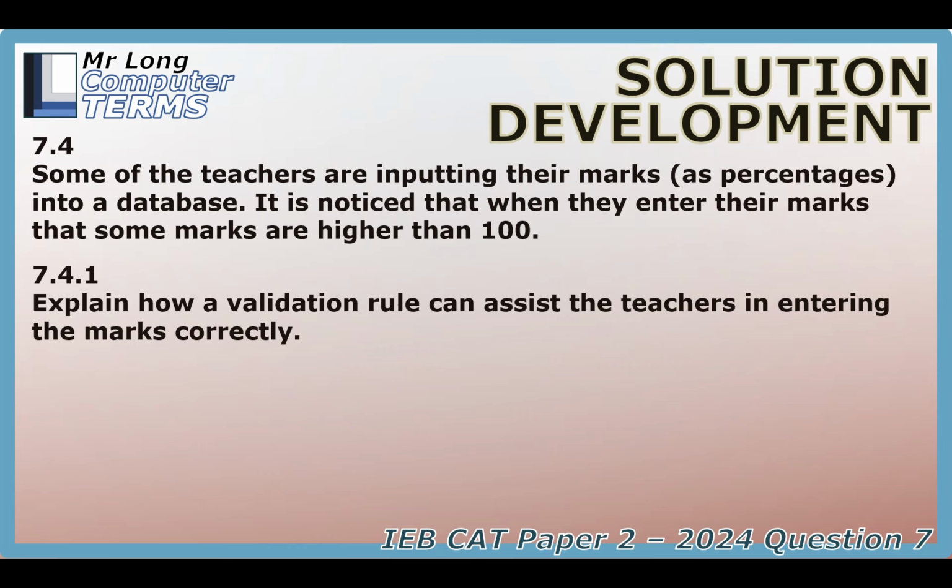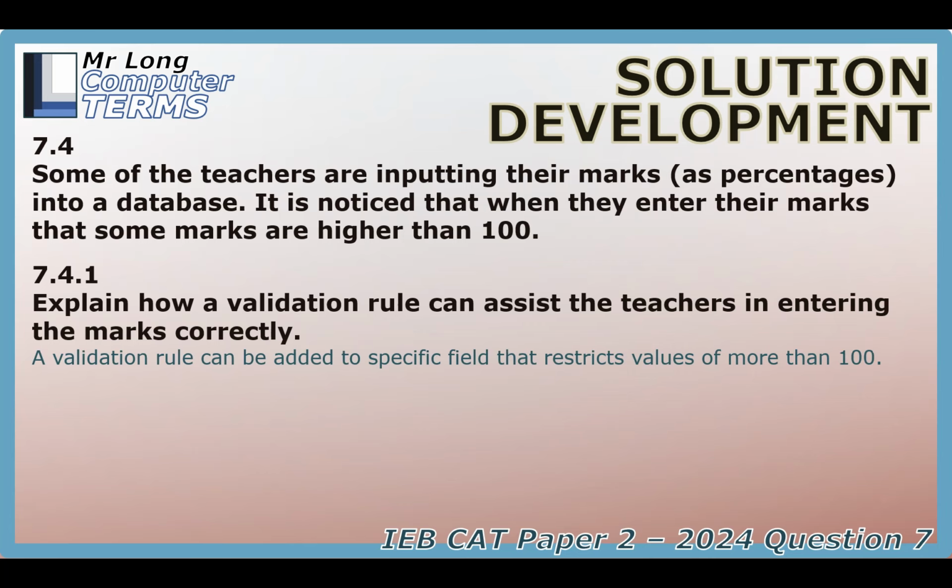So how does a little rule actually stop a person from typing the wrong number? The rule is attached to that specific field, to that cell, and it acts like a gatekeeper. It literally restricts the values that are allowed. So it can restrict any value that's more than 100 or less than 0. And what happens if the teacher tries to enter a 105? The system just rejects it. It will pop up an error message and force them to enter a correct value before they can even move on. It's your first line of defense for data quality.